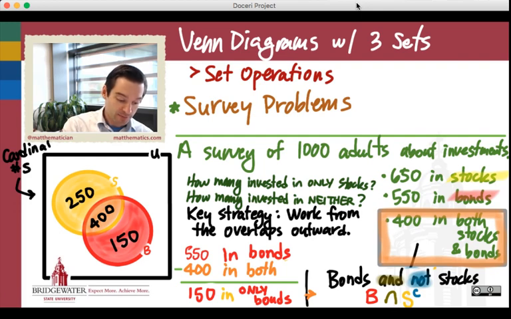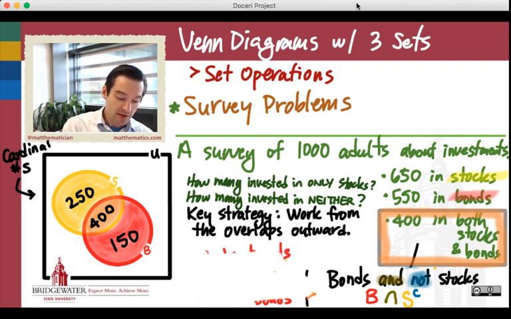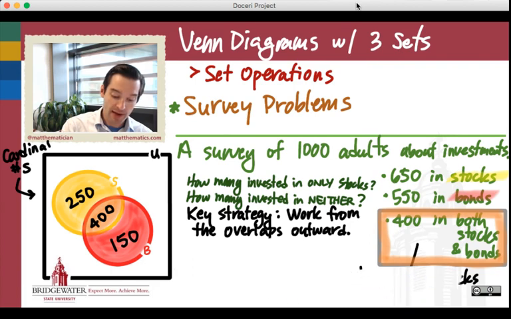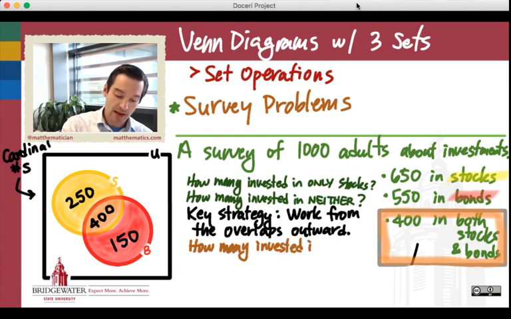So the last thing we ought to do to finish our Venn diagram is to figure out how many respondents, how many elements are in neither the set B nor the set S, but are still part of our universe. So to do that, the first thing I want to know is how many investors are there total? Regardless of whether they're in stocks or bonds, how many people are inside one or both of these two circles? So our last step here is going to be how many are invested in either.